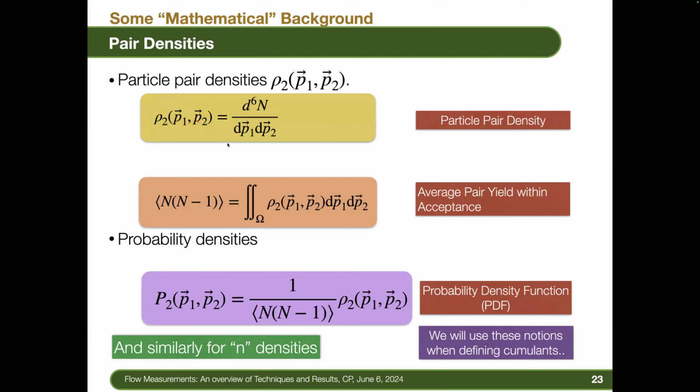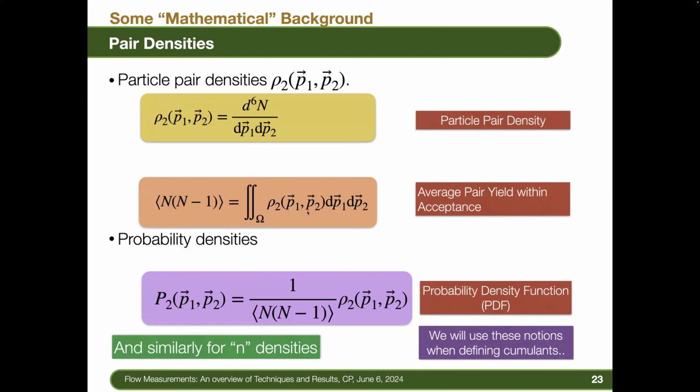And in a collision, if you have a collision that produces 1,000 particles and you measure 1,000 particles, that means you will have 1,000 times 999 pairs. And so that's a lot of pairs to be considered. When you integrate this density, you will get this so-called average number of pairs: the average of n, the number of particles, times n minus 1.